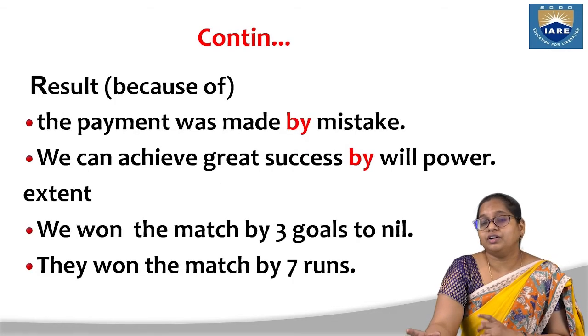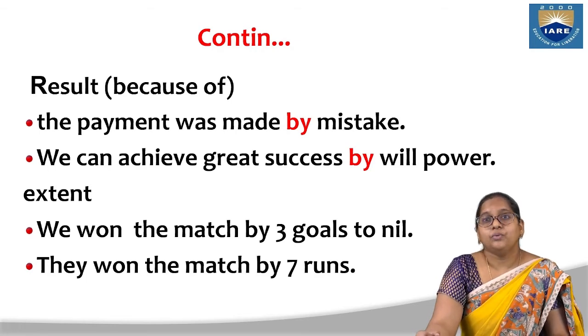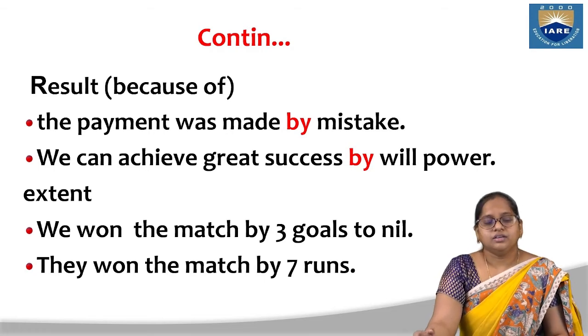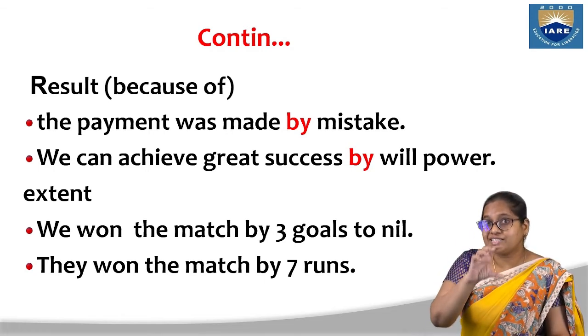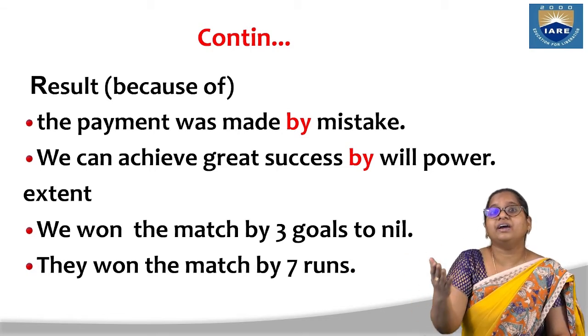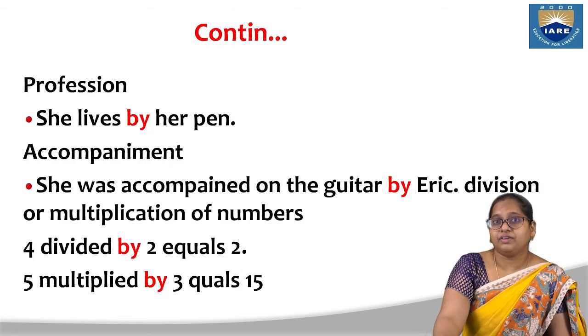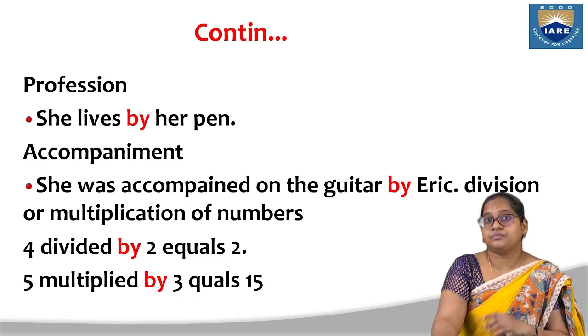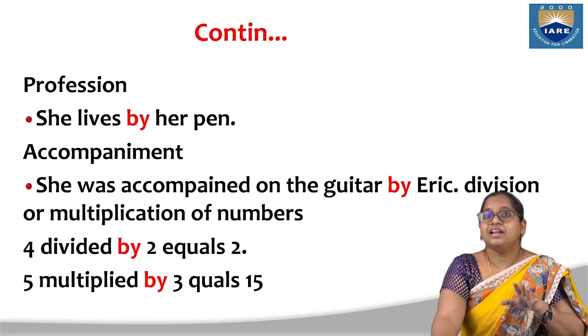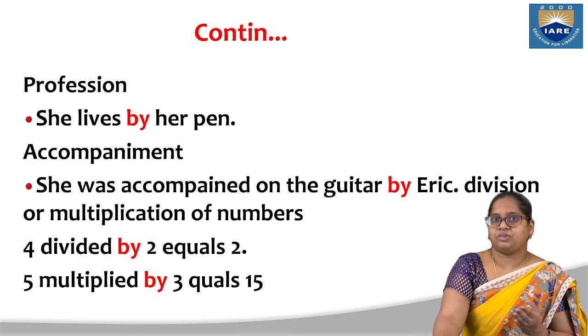And also when you are referring to the result: the payment was made by mistake. As a result, we can achieve great success by willpower. When you're talking about the extent of something you won: they won the match by 7 runs. When you are referring to somebody's profession, how is she earning? She lives by her pen. That means she writes. She's a writer.